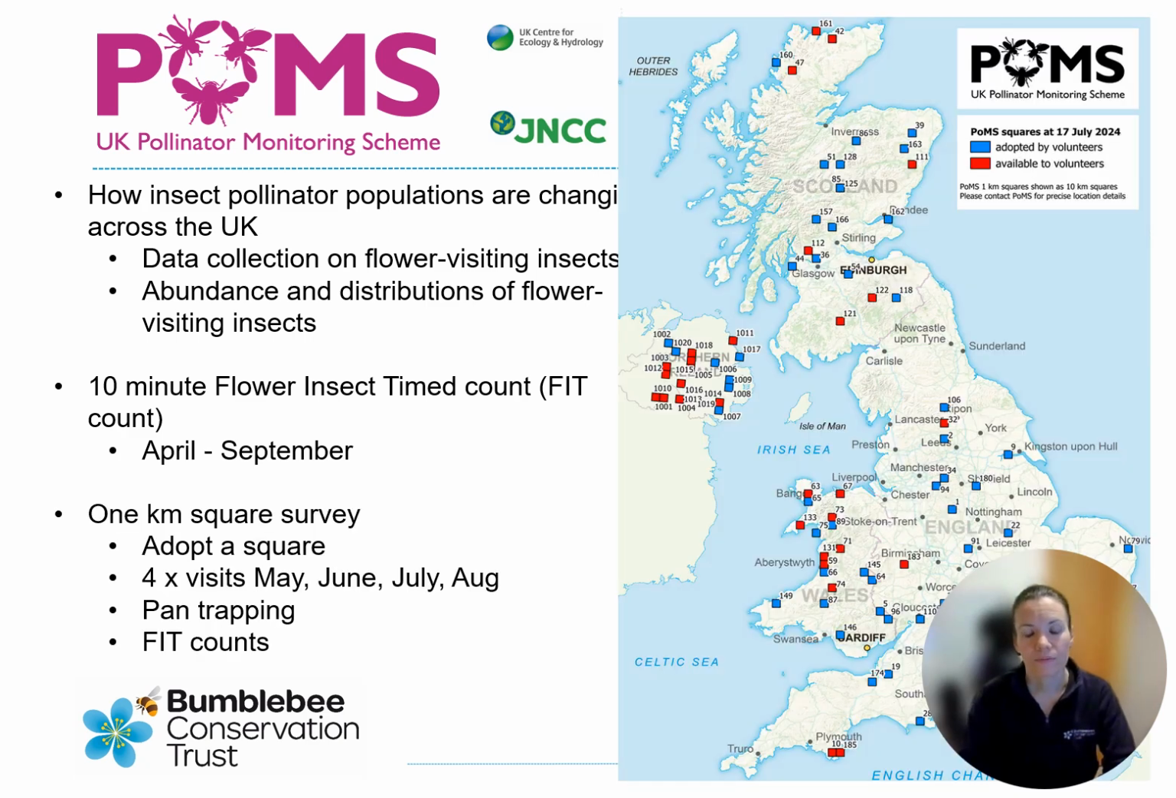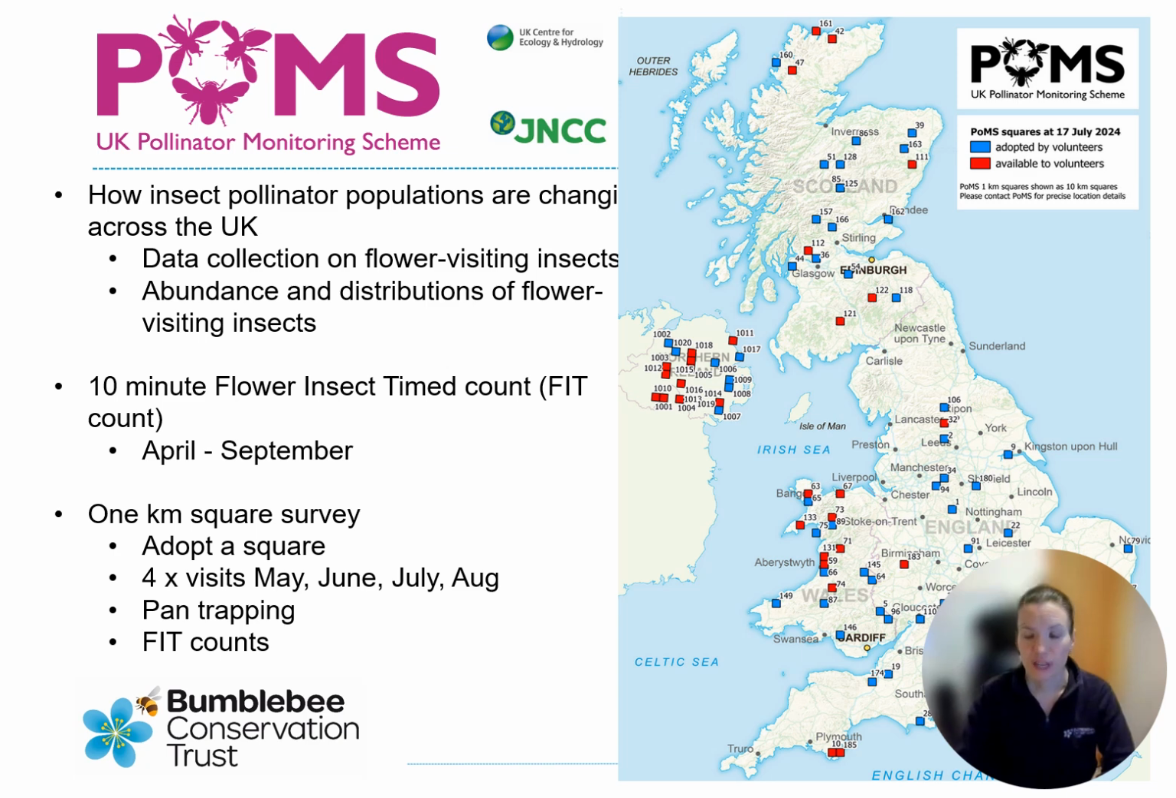The more intensive way to be involved in POMS is the 1 kilometre square survey. There's about 70 squares that have been identified across the UK, and these were identified via the National Plant Monitoring Scheme. This map shows here, blue squares are ones that have been adopted by a volunteer, reds are ones that are available to be adopted, so there might be a couple of interest here. But if there's not one available near you, do keep checking back in if it's something you're keen on, because sometimes squares do become available if a volunteer moves on, for example.